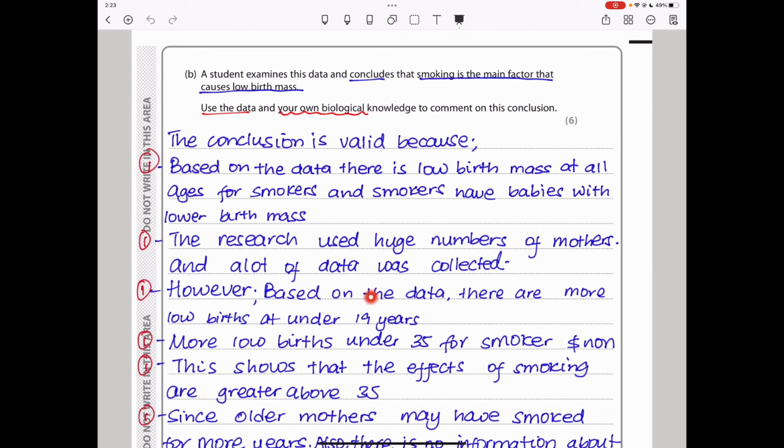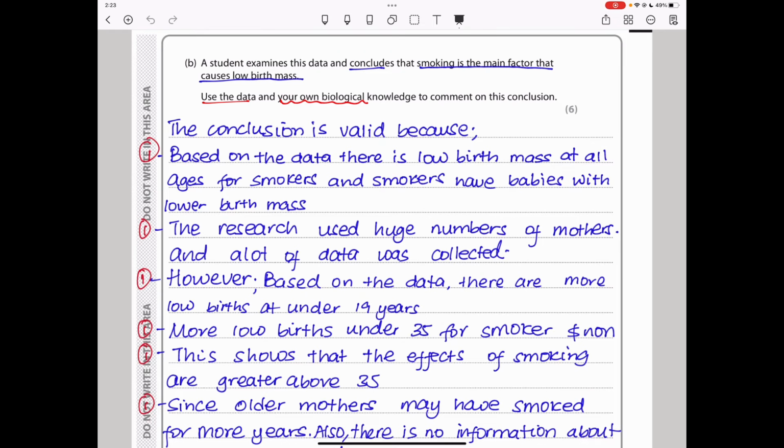However, based on the data, there were more low births at under 19 years. And you know, people who are under 19 years, maybe they've not been smoking for a longer period of time. So the reason as to why they have low birth mass at under 19 could be something else.